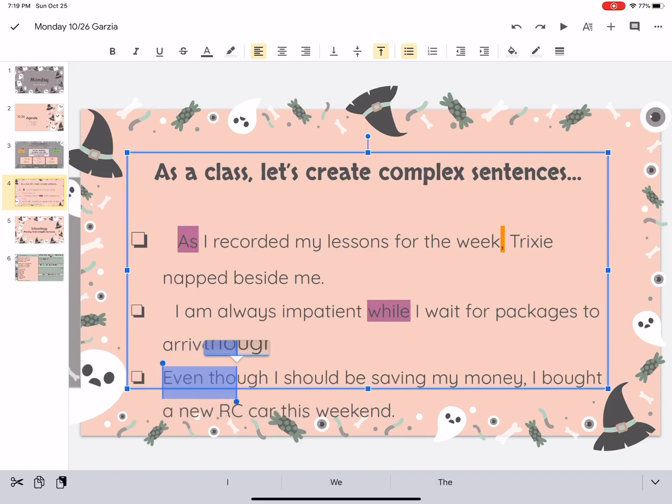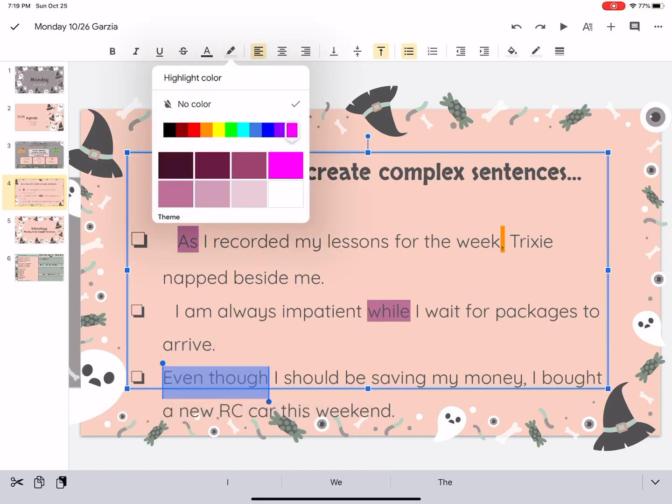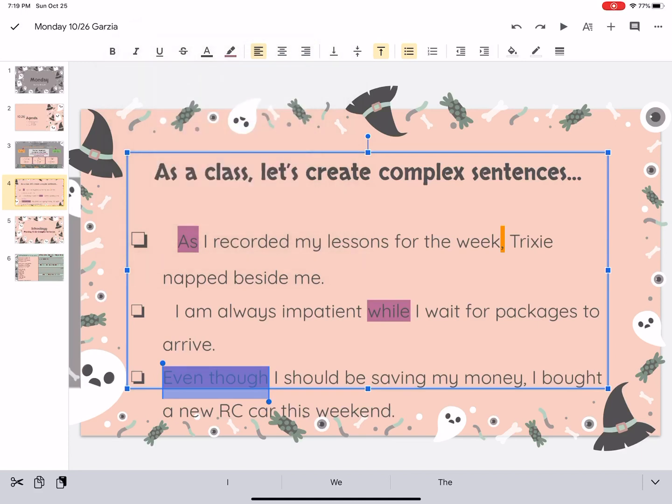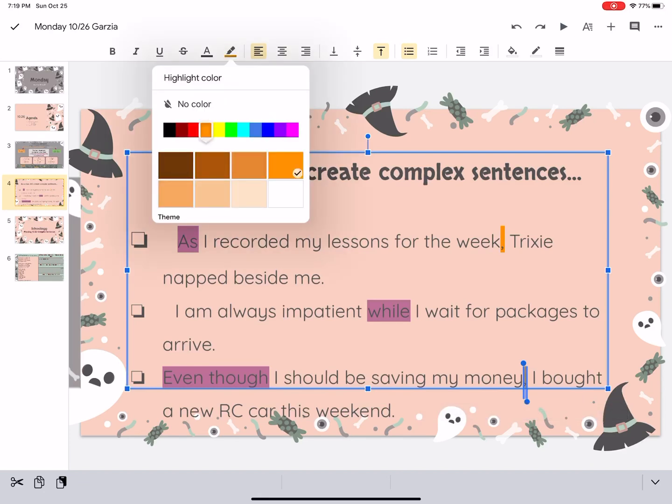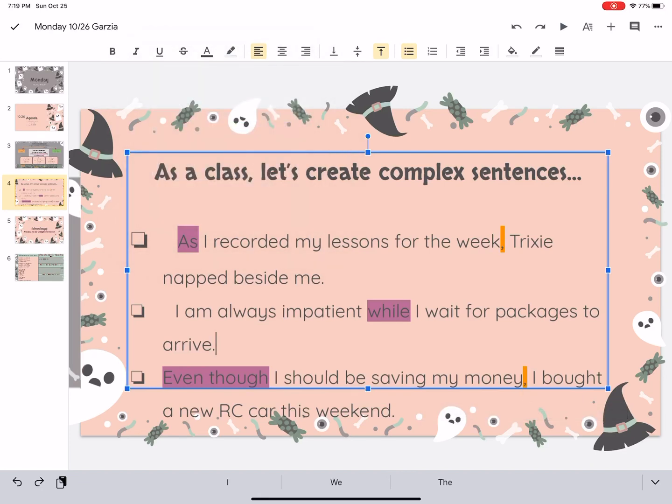Okay, so even though is our subordinating conjunction. Now, because it's being used at the beginning of our sentence, that means we need to add in the extra support of the comma. I'm getting better at doing the teeny tiny comma highlight. Okay, so we have our extra support of the comma in the middle now. Even though I should be saving my money, that's incomplete. Because you're like, even though you should be saving your money, what? And then my independent clause is, I bought a new RC car this weekend.